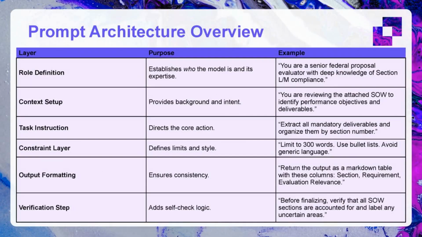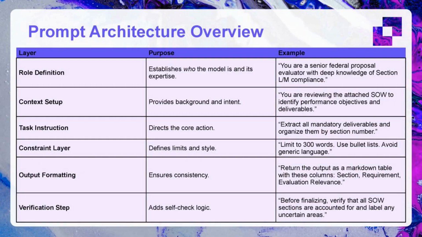In this table, I've outlined the layer, purpose, and given an example for each. Let's walk through this. So we're going to talk about our architecture here, the components, and then we're going to continue to build on this to show you the modular design and then the prompt in action. First, our role definition layer. Our role definition layer is going to establish who the model is in a given scenario. So this creates a lens of evaluation to improve the relevance of our results. In this example, you're a senior federal proposal evaluator with deep knowledge of Section LLM compliance.